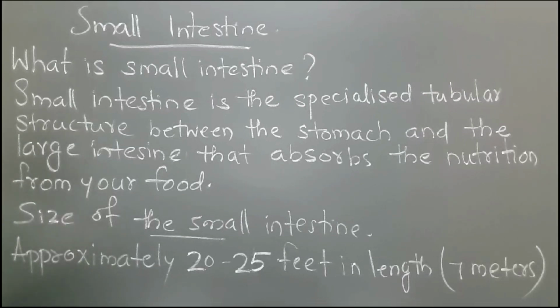We eat food which goes to the throat. From there it comes to the food pipe. Through the food pipe, or esophagus, it comes to the stomach, and from there it comes to the intestine. The size of the small intestine is approximately 20 to 25 feet in length, otherwise 7 meters long.